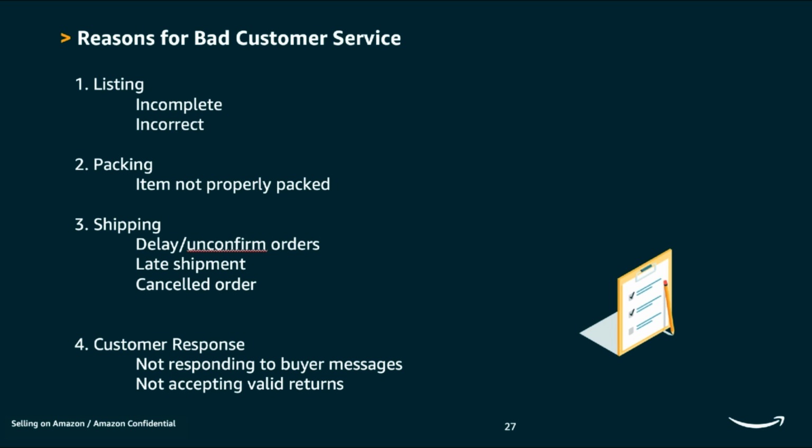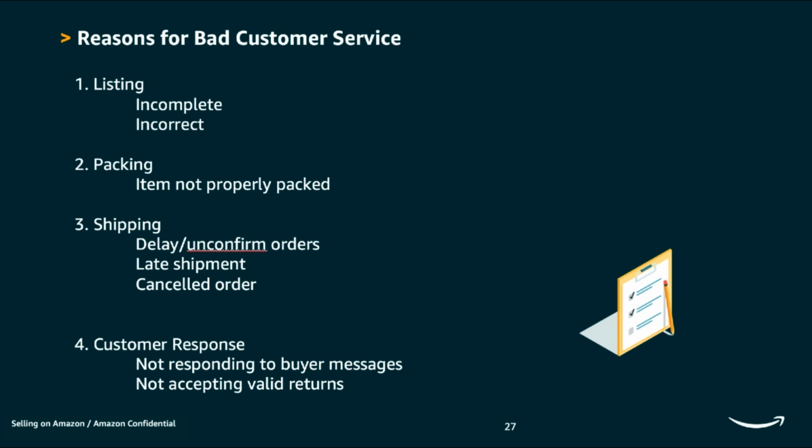Next is canceled order. So make sure to avoid cancellations. Hide those listings which are not physically available in your warehouse. Next is customer response. If you're not responding to buyer messages, which you can find on your account, this is where you can find messages, on the top right side of your Seller Central. If you see a number here, as I've mentioned earlier, they're going to be buyer messages. Make sure to respond to your buyers within 24 hours.